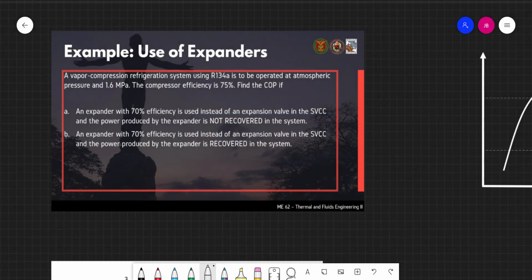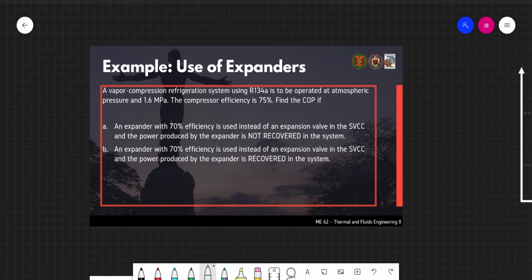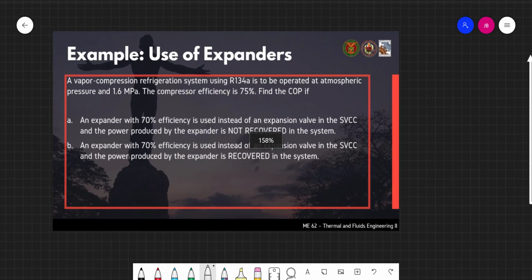Sa videong ito ay magsasagot tayo ng isang word problem patungkol sa isang vapor compression system na gumagamit ng expander. Basahin muna natin ang kabuuan ng ating problem.